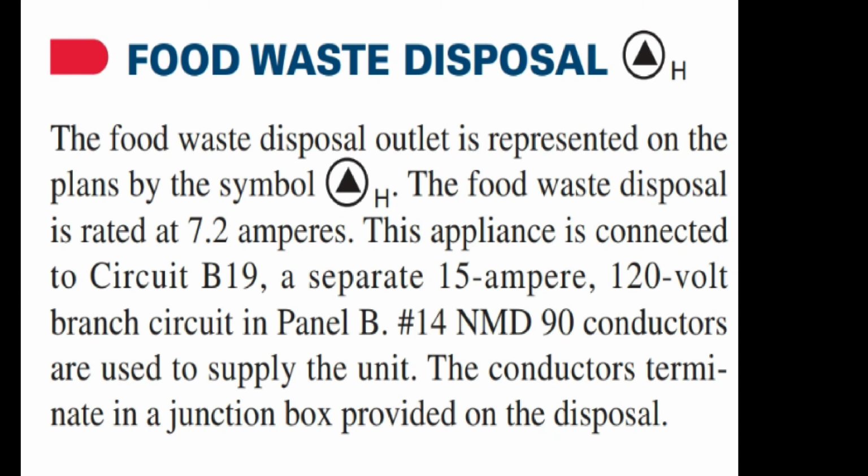Food waste disposal. The food waste disposal outlet is represented on the plans by the symbol H. The food waste disposal is rated at 7.2 amperes. This appliance is connected to circuit B19, a separate 15 ampere, 120 volt branch circuit in panel B, and number 14 NMD90 conductors are used to supply the unit. The conductors terminate in a junction box provided on the disposal.